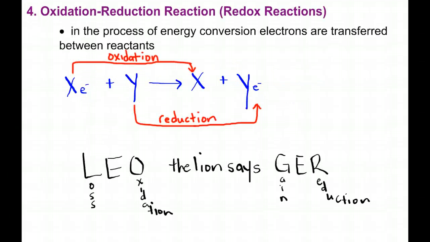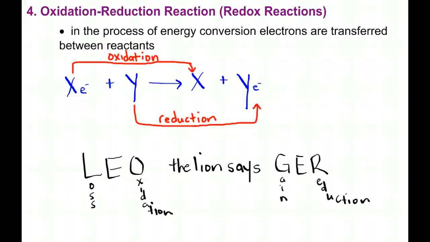And our 4th and final, this one's a little bit tricky. I'm just going to introduce it basically here, because an entire unit that we deal with is going to go into a lot more detail on how this actually works. But we call this an oxidation reduction reaction, also known as redox reactions. And it's involved in the process of energy conversion. Electrons are transferred between molecules.